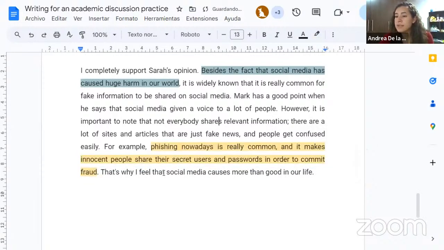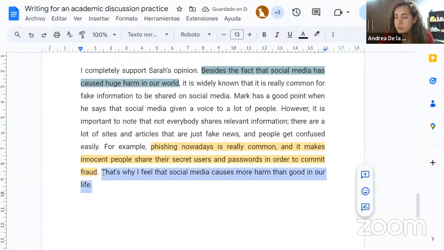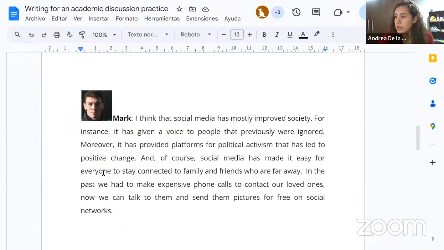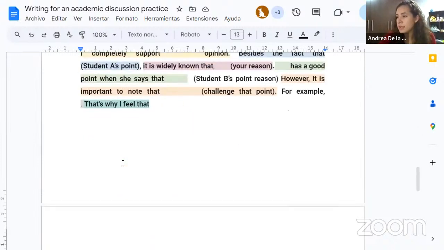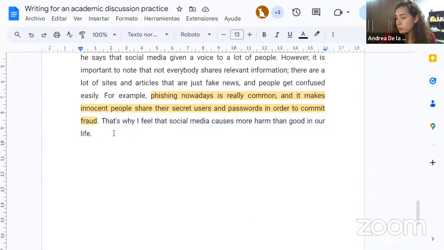And then we have, "That's why I feel that social media causes more than good in our life." Okay, this is good, but I think it's maybe wrongly phrased. That's why I feel that social media causes more harm than good in our life. Perfect. So in your conclusion, you guys needed to directly answer the question. The question is, do you think that social media causes more harm than good? And you're saying, yes, I do think that social media causes more harm than good.